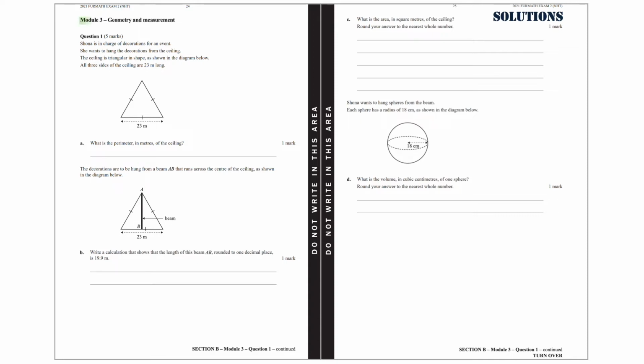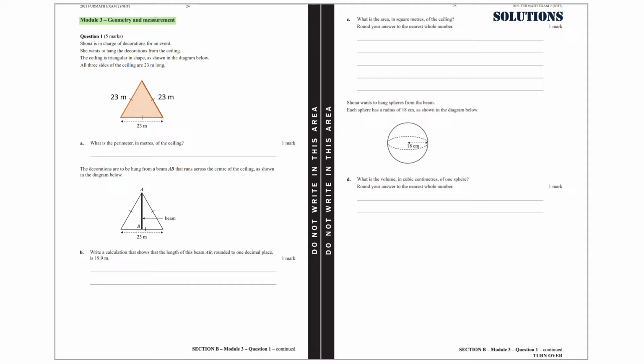Module 3 Geometry and Measurement. Question 1. Shona is in charge of decorations for an event. She wants to hang the decorations from the ceiling. The ceiling is triangular in shape as shown in the diagram below. All three sides of the ceiling are 23 meters long.